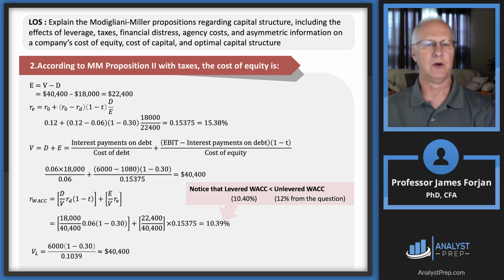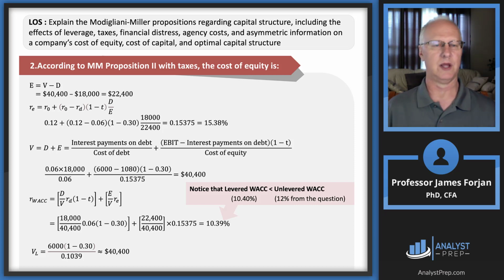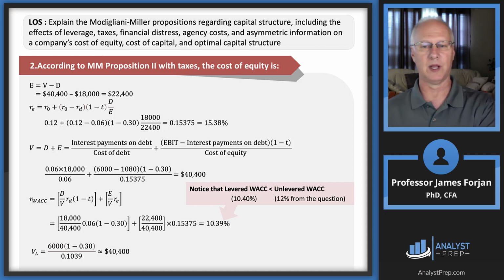And then we can use some of those numbers to compute the value of the firm based on that equation in the middle, right? Value of the firm is equal to debt plus equity. So you do all that and you get the $40,400. Of course, we were going to get that. Then we can compute the weighted average cost of capital, throw some of those numbers in using that equation, and we get 10.39%. Wow, that's less than the 12% from the equation.